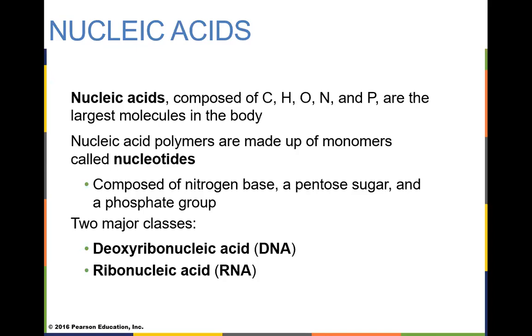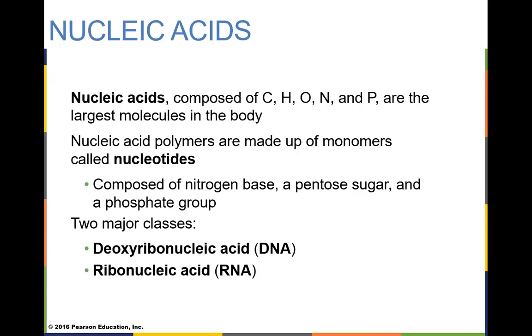Now, the last category of organic molecules are the nucleic acids, the DNAs and the RNAs. These are always going to have nitrogen and phosphorus in addition to carbon, hydrogen, and oxygen. Typically each strand of DNA is about 6 feet in length, a little bit less than 2 meters. And the basic unit of these nucleic acids, the monomers, are called nucleotides.